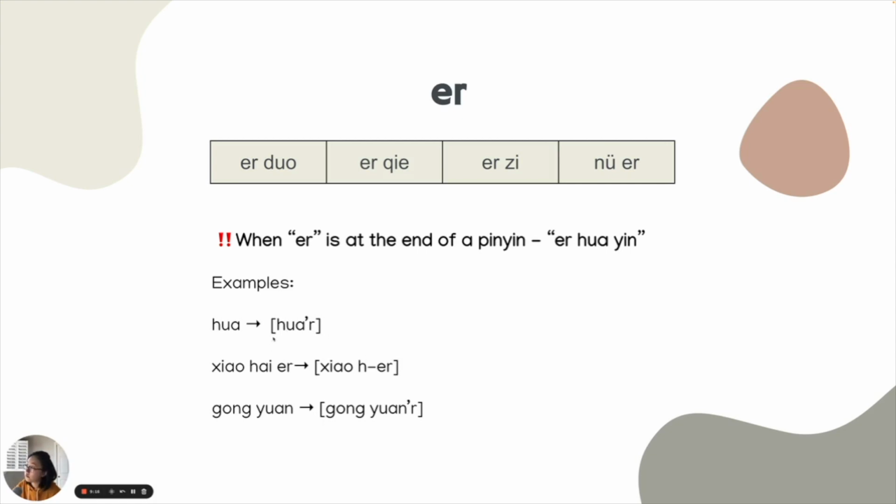So let's pronounce flower 花. If we want to use the 儿化音 to pronounce it, it's 花, and then park 公园. If we add the 儿化音, then we say it 公园, and then 小孩.